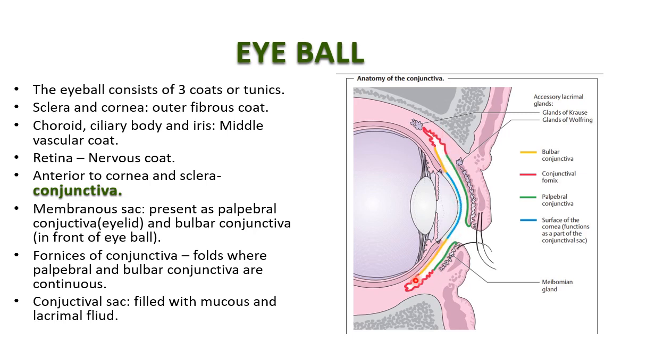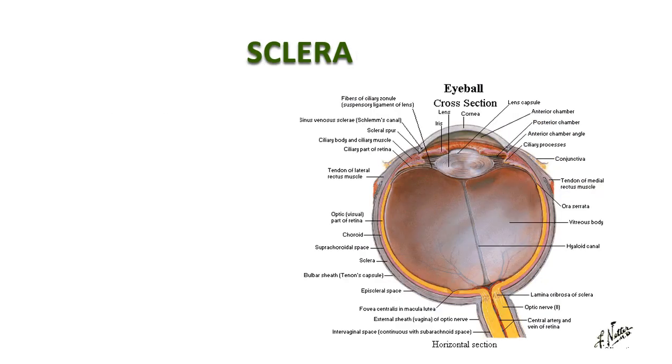The conjunctiva is present anterior to the cornea, and there are also some blood vessels in the conjunctiva. Next, coming to the outermost coat, what you see is the outermost coat called the sclera.